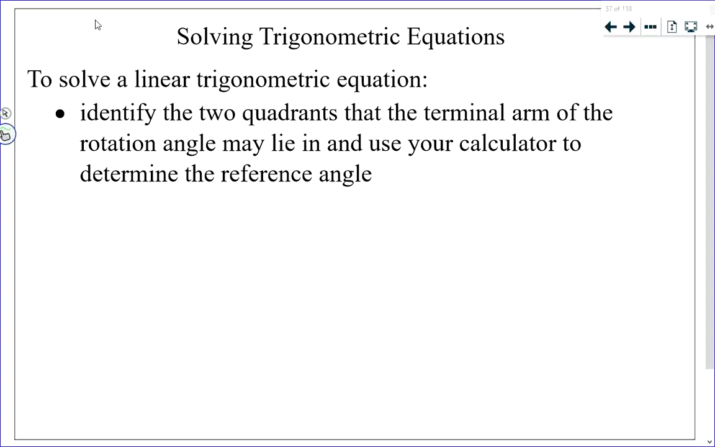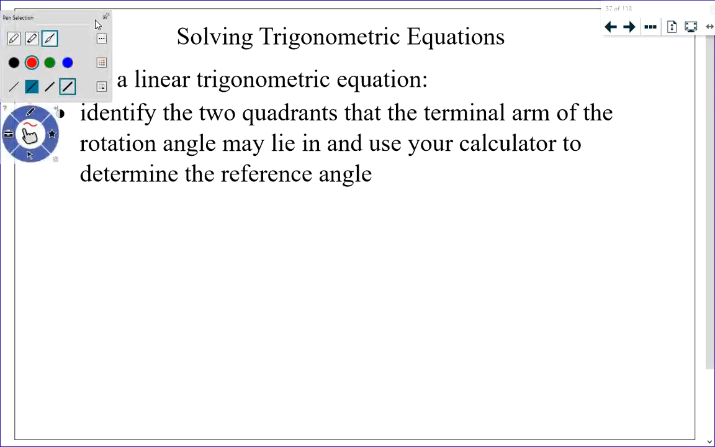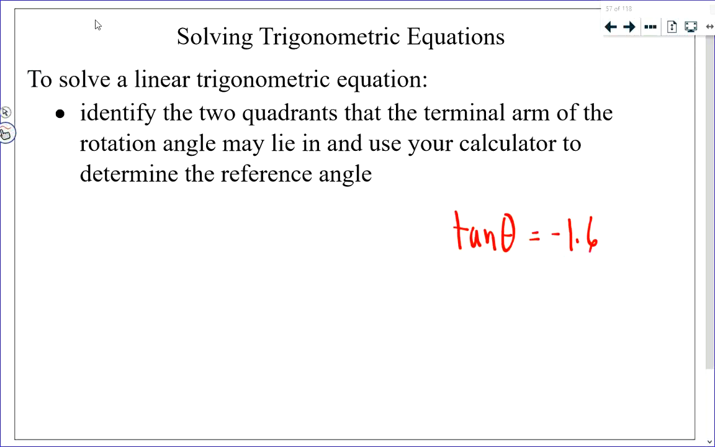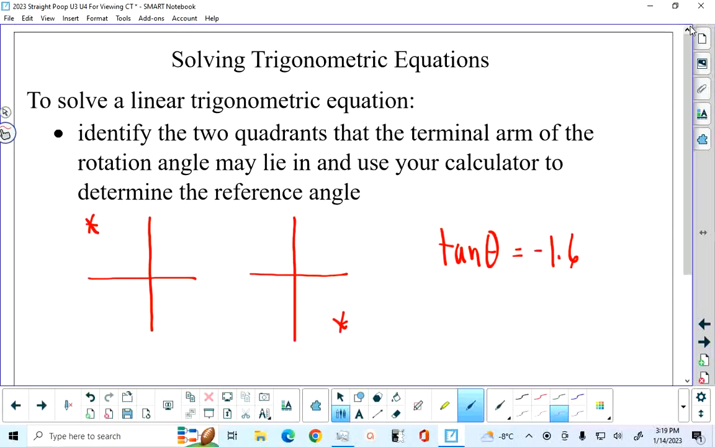angle on your calculator. So for example, if I had the following equation, and I'm going to go with a very simple equation, I have tangent of theta equals negative 1.6. I would say to myself that the two quadrants that that angle could be in are quadrants 2 and 4, because in quadrant 2 and 4, those are the two quadrants that tangent is negative in. I would use my calculator at this point in time.